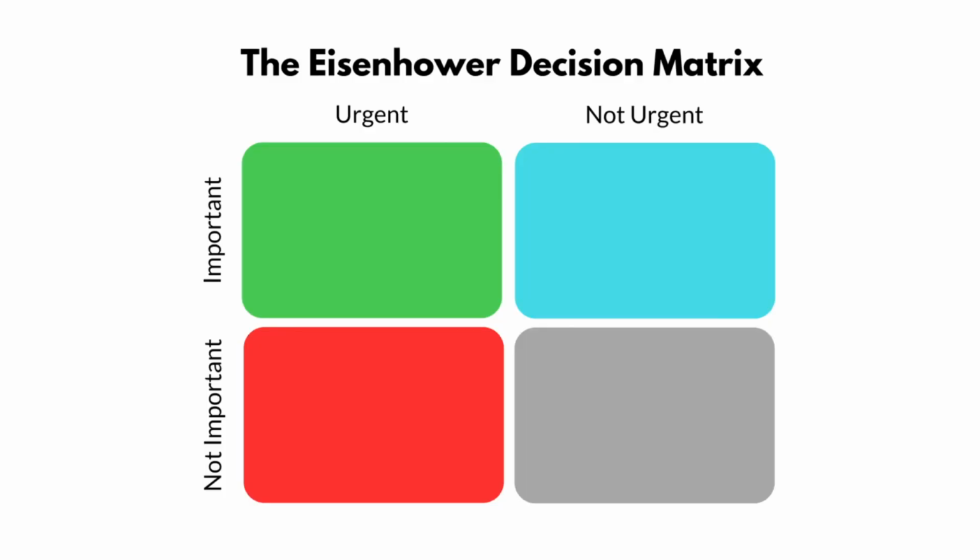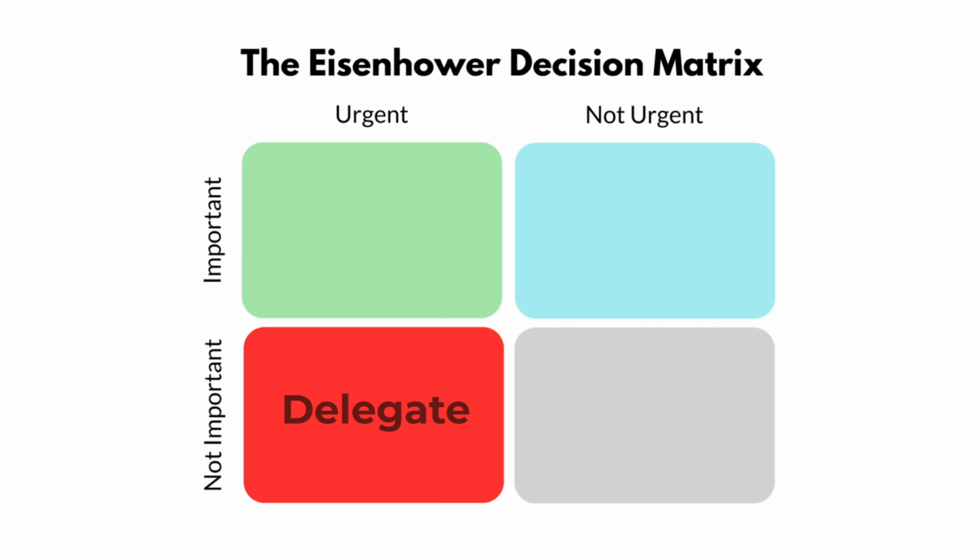We're now going to the bottom left square. This is the delegating section. And no, you don't need a secretary or an assistant for this. These urgent but not important tasks shouldn't really take your time because they're not important to you. Yet they're urgent, so somebody needs to get to them, right?